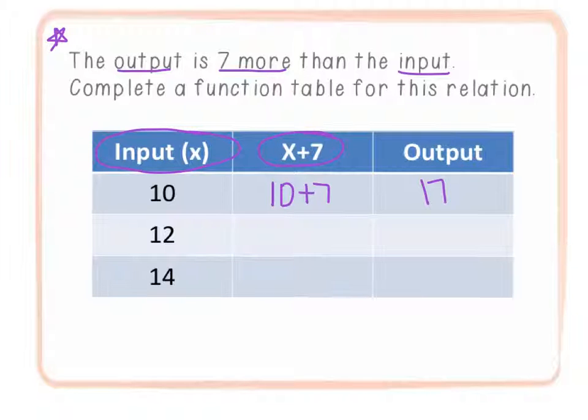Then I have another input of 12. I'm going to put that into my rule for x. 12 plus 7, and then my answer, or what comes out of that, would be 19. And then I have 14 to put in as my input, and what comes out is 21.